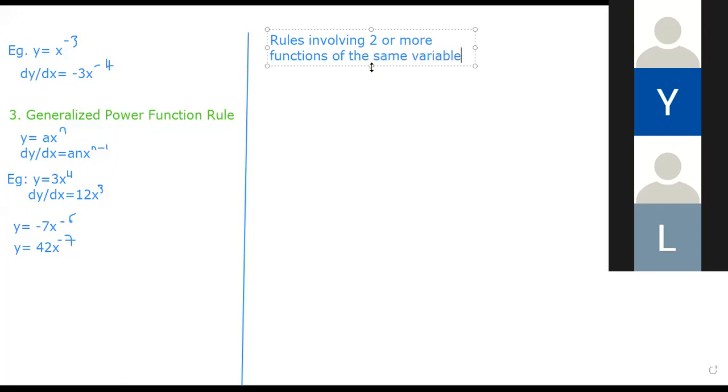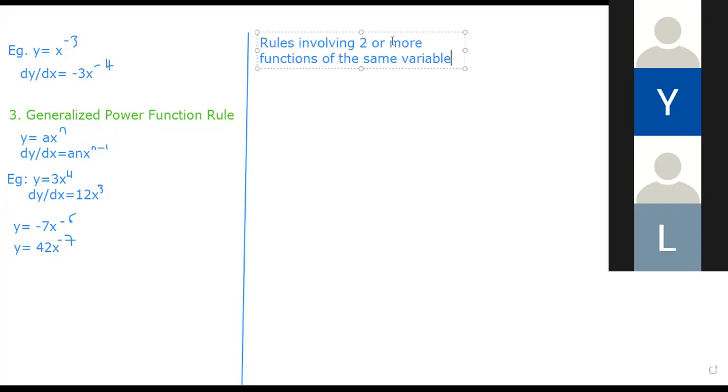So rules involving two or more functions of the same variable. So one, we have the addition rule, the sum difference rule. Now the sum difference rule is applied when two or more functions are adding or what? Subtracting. When you are adding or subtracting two or more functions.